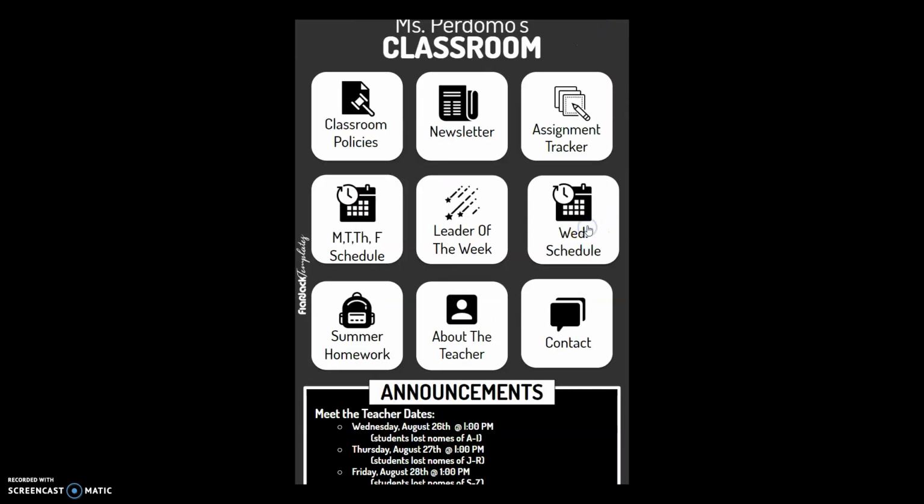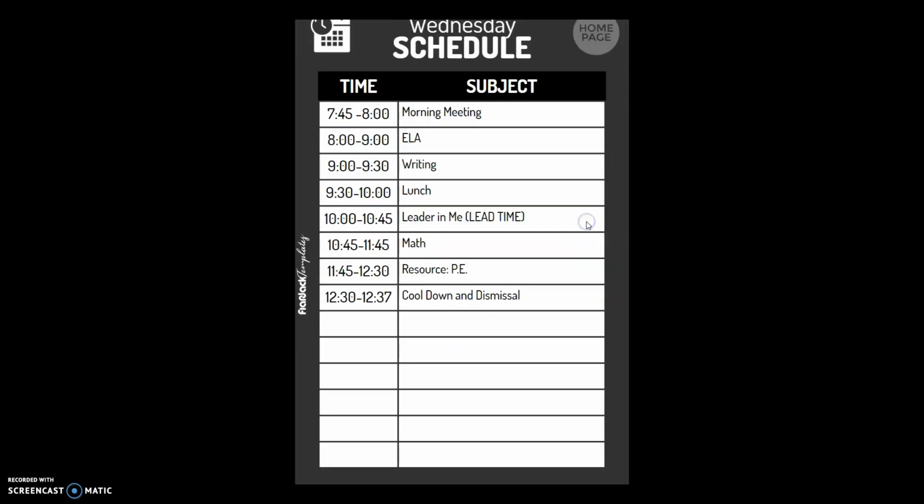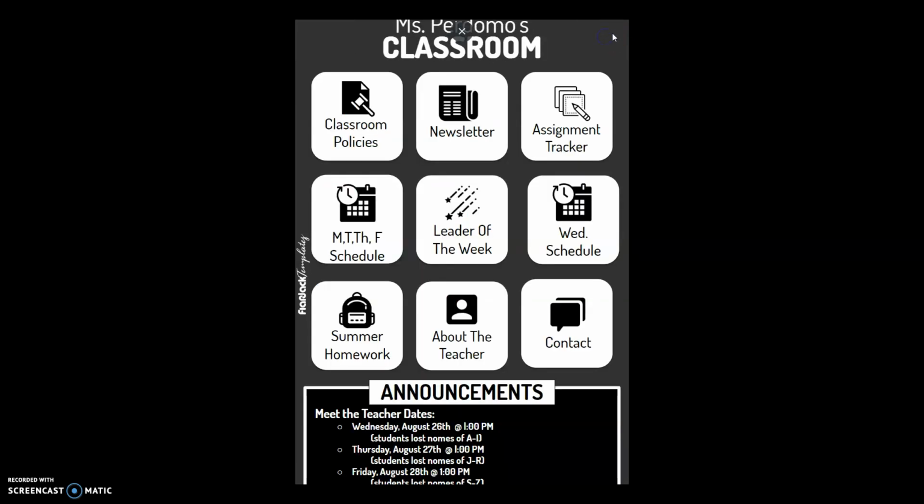If we take a look at Wednesday, the difference between Monday through Thursday and Friday and Wednesday is that it's a shorter day. So you'll notice we'll focus on ELA and writing. There will be time for Leader and Me and math, and then time for PE and a cool down. There will not be a time for us to do a check-in, but the Leader and Me will be a good time for us to check in as well. But there won't be an afternoon check-in on Wednesdays.